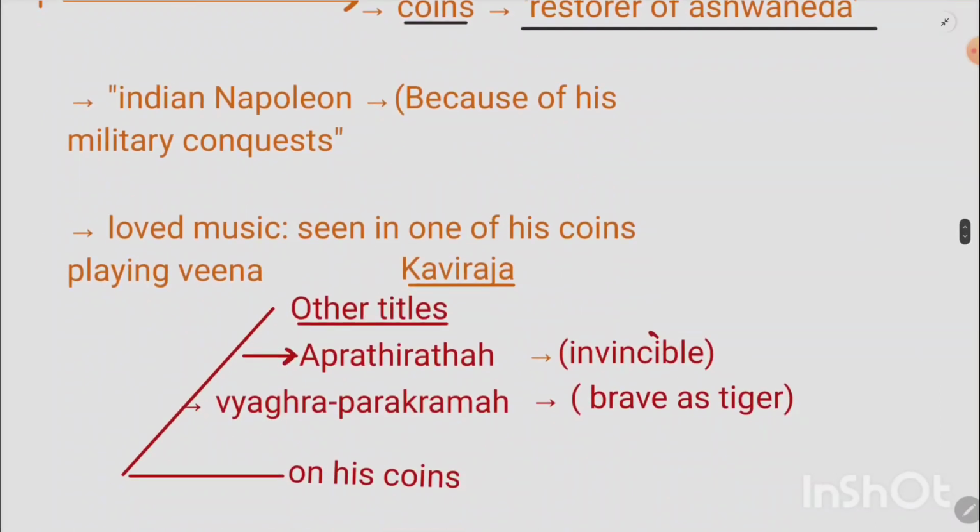And what was the other name of Samudragupta? He was also known as the Indian Napoleon. Indian Napoleon is another name given to Samudragupta. Why is this name given to him? Because of his military conquests.